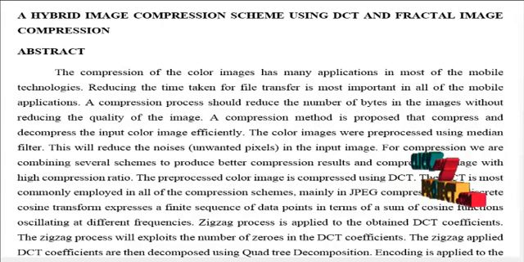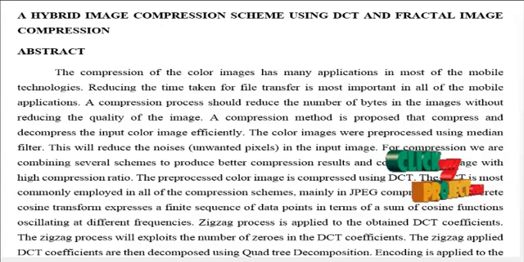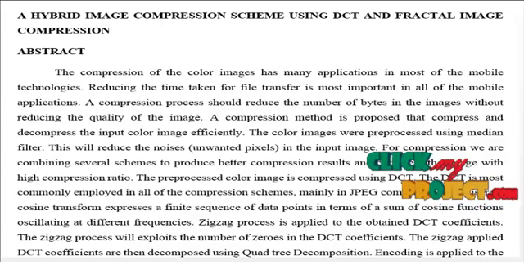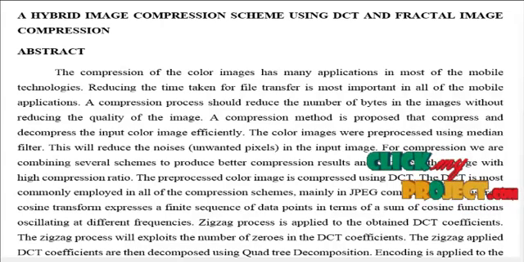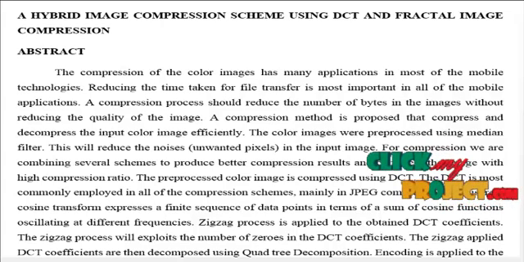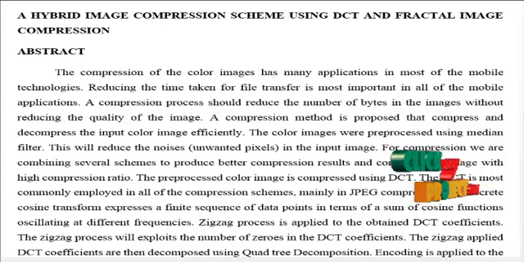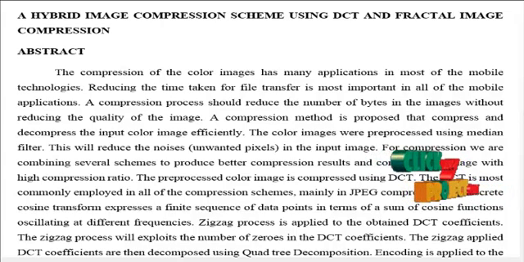The color images are pre-processed using a median filter. This will reduce the noise, that is, the unwanted pixels in the input images. For compression, we are combining several schemes to produce better compression results and compress the images with a high compression ratio. The pre-processed color image is compressed using DCT. The DCT is most commonly employed in compression schemes, mainly in JPEG compression.